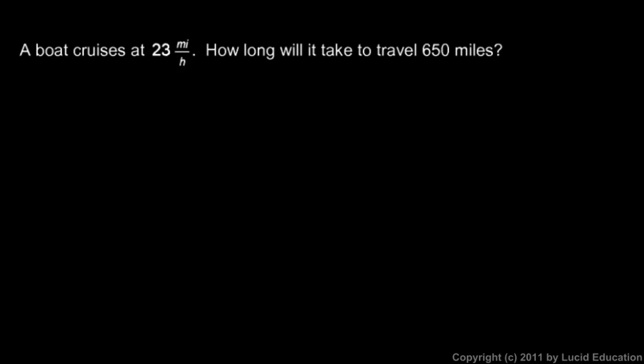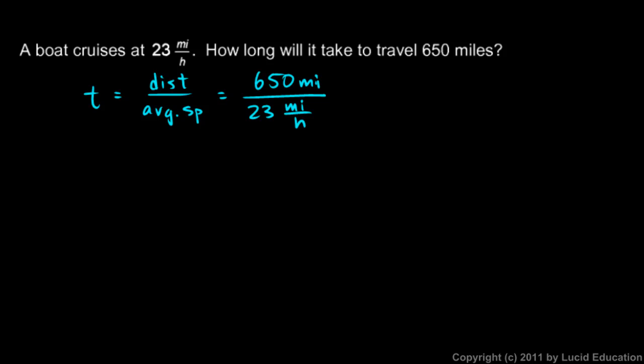In this example, we're told that a boat cruises at 23 miles per hour. That's the speed. How long will it take to travel 650 miles? Well, in this case, we use the equation in this form. Time is equal to distance divided by the average speed. And we'll put in the numbers that we're given. We're given 650 miles for the distance, and we're given 23 miles per hour for the speed. And I'll pull out the calculator to divide that. 650 divided by 23 is 28.3, and the miles here will cancel mathematically, and I'll be left here with hours.